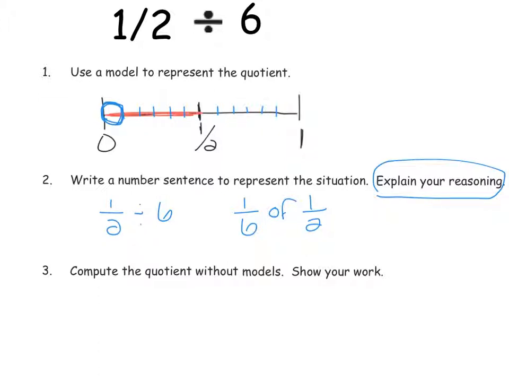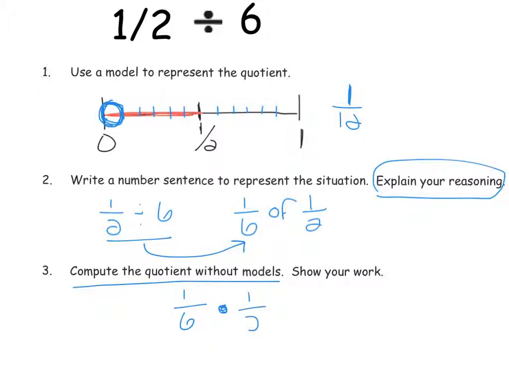So using the model to get the answer, now we have it broken into 1, 2, 3, 4, 5, 6, 7, 8, 9, 10, 11, 12 pieces. So our whole is now in 12ths, and each person would get one of those 12ths. So computing it without models, I put it in a multiplication, so 1/6 of, that means multiplication, 1/2, and then I can just multiply across.